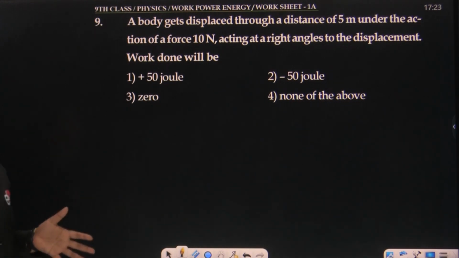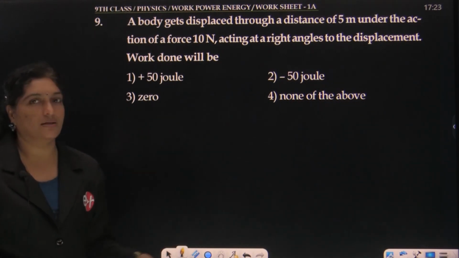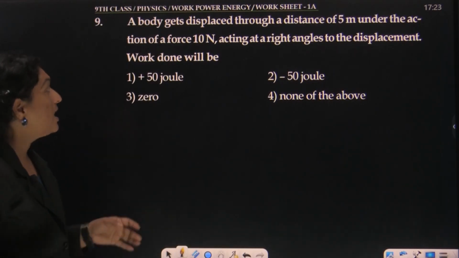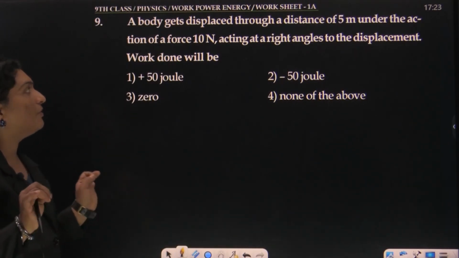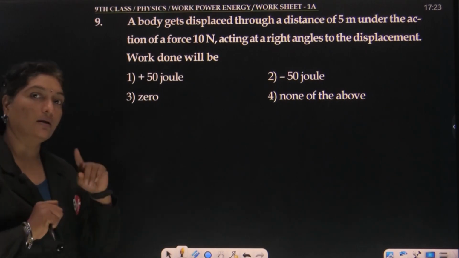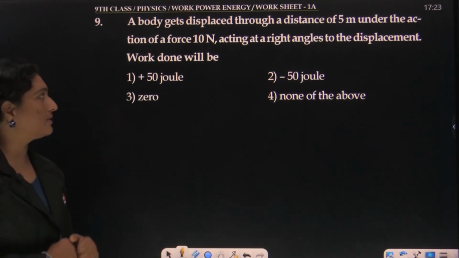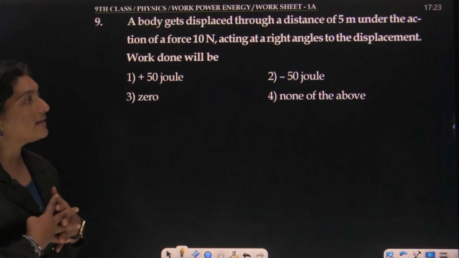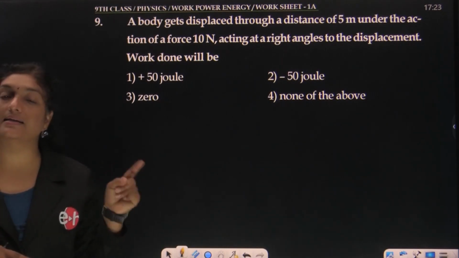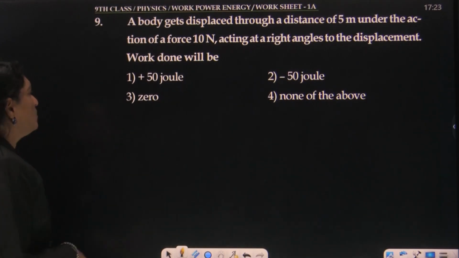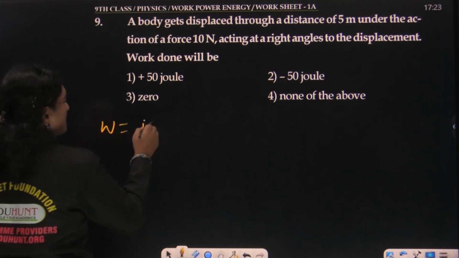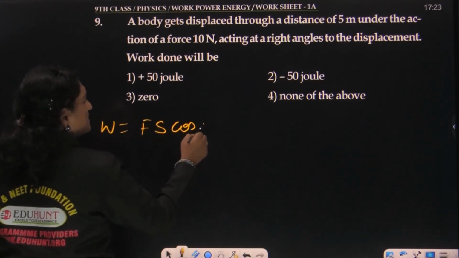A body gets displaced through a distance of 5 meters. What is the displacement? 5 meters. Under the action of a force, how much force? 10 Newton. Displacement is given, force is given. The force acts at right angles to the displacement, so theta is 90 degrees. Work done will be, so work done is equal to F S cos theta.